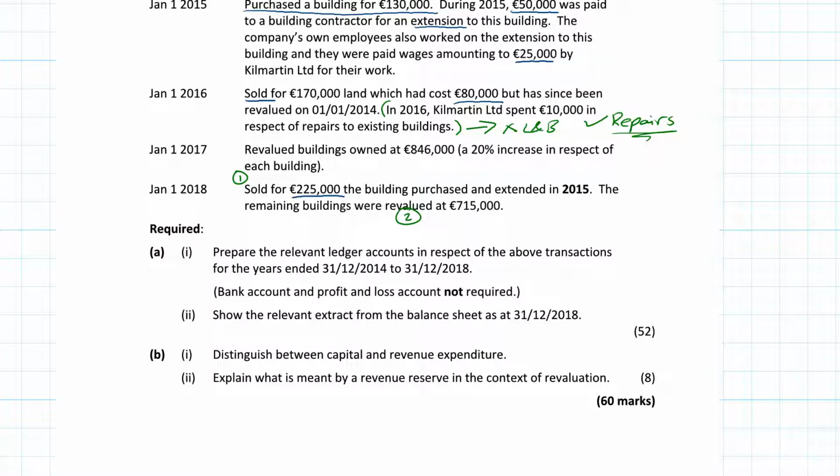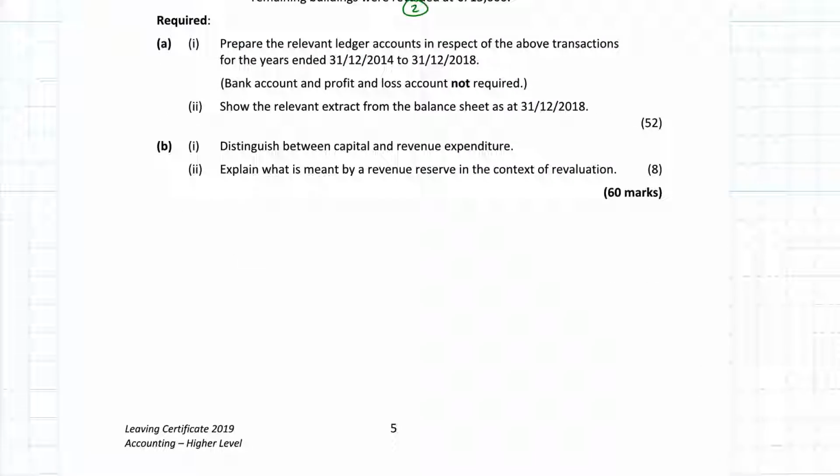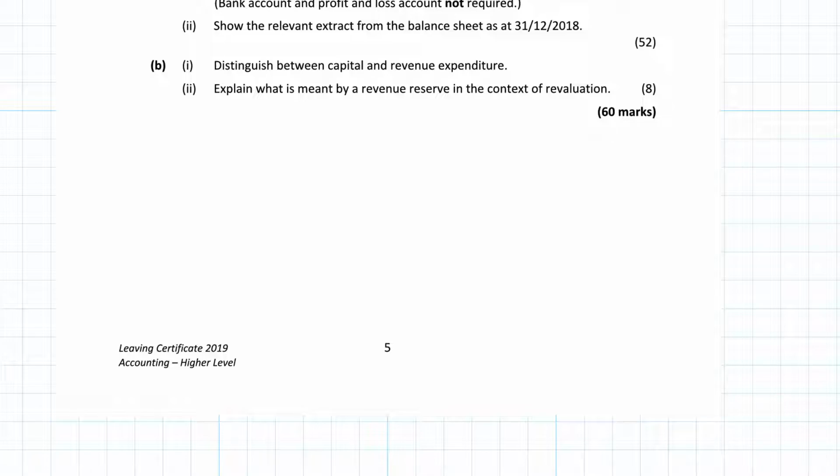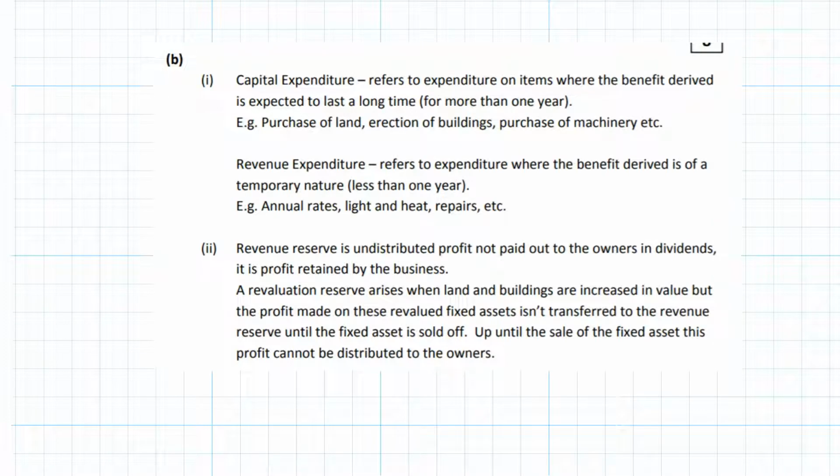So I'll just show you the marking scheme for that, so that you can have a rough idea of the way in which you'd have to phrase all these things. We can see that capital expenditure, as we said, refers to expenditure on items where the benefit derived is expected to last a long time. So we're spending for the future. We're going to benefit for longer than a year. Our land, buildings, purchase of machinery. So the big expensive stuff.